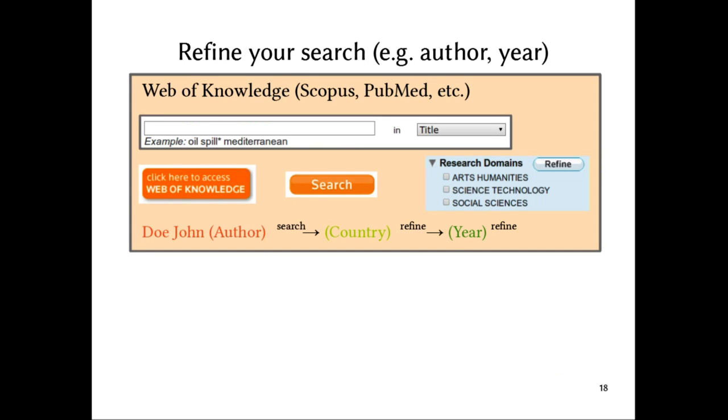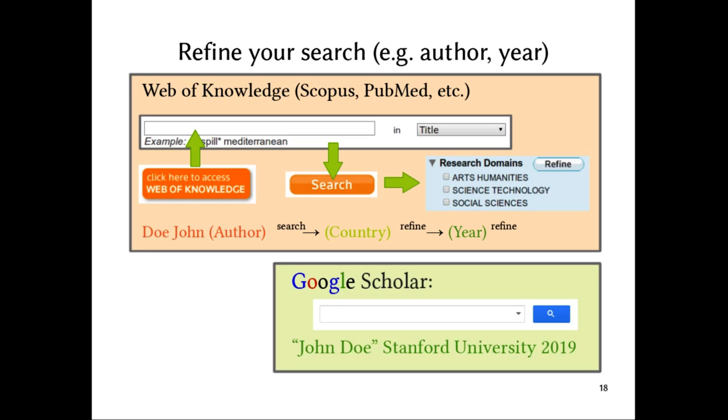Here on this slide, I'm going to tell you that you can always refine your search by, for example, author or year. In order to do that, you usually enter something in the search field, then click on search, and then you will have a lot of boxes to tick. For example, to refine what is your domain, arts and humanities, or science or technology. You may also search for author, for example, Doijon, and then refine your search by country, from UK or from the USA, and then refine your search by year.